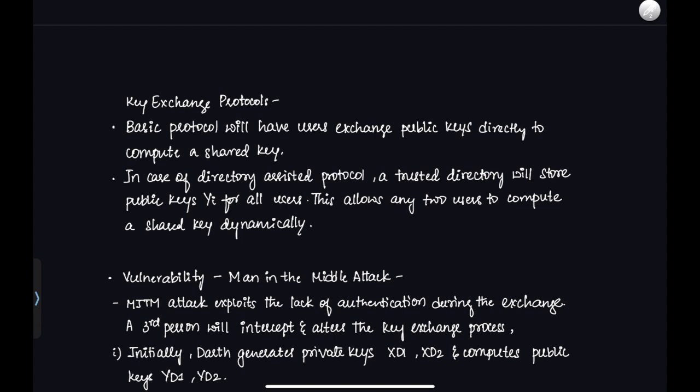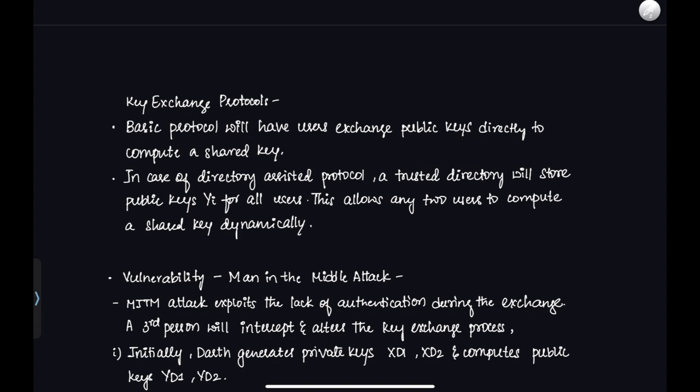Speaking about the key exchange protocols, we have basically two types. One is the basic protocol and the other one is the directory assisted protocol. The basic protocol will have users exchange public keys directly to each other and compute a shared secret key. That's what we have seen now. In the directory assisted protocol, a trusted directory will first store the public keys yi for all the users, and this will allow any two users to compute a shared key dynamically. Thereby you are cutting down people who are trying to access the key. So if I am the third person and you both are trying to exchange the keys, I won't be entertained in such a condition. So directory assisted protocols are a little better compared to the basic protocols.